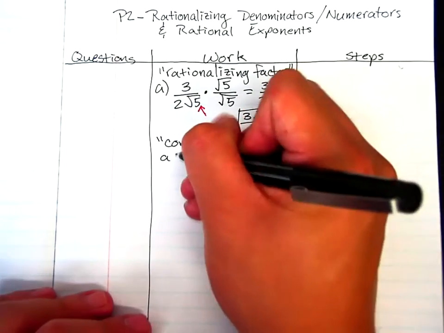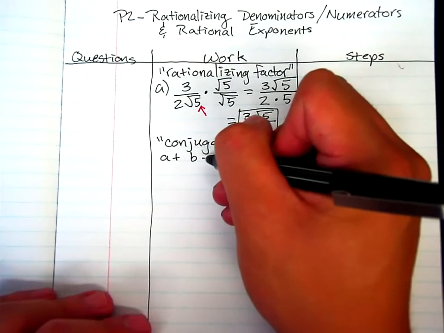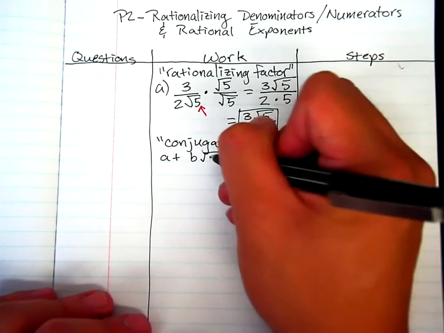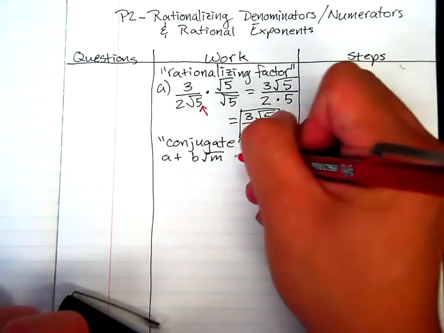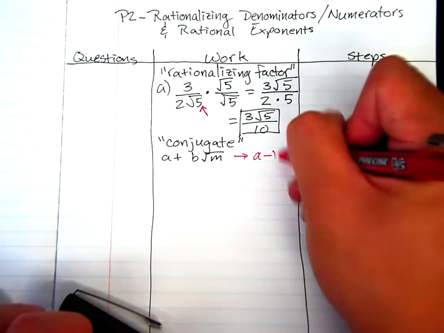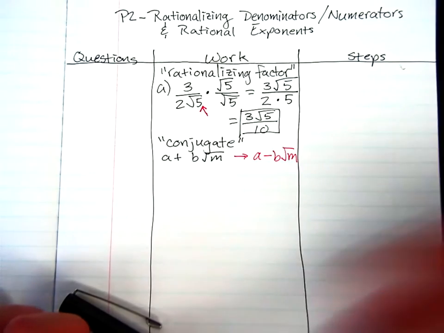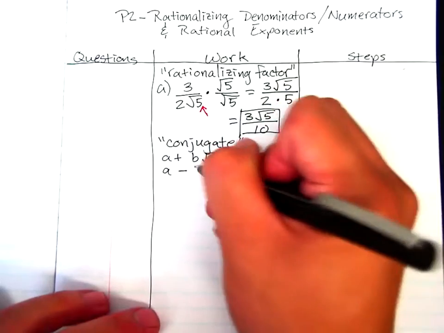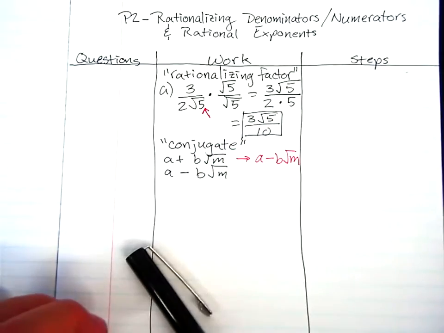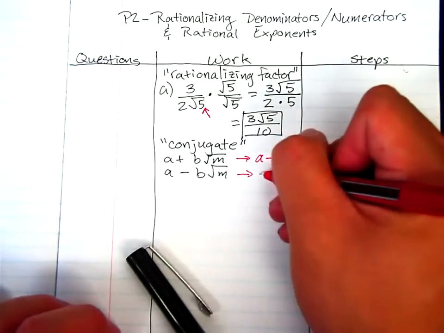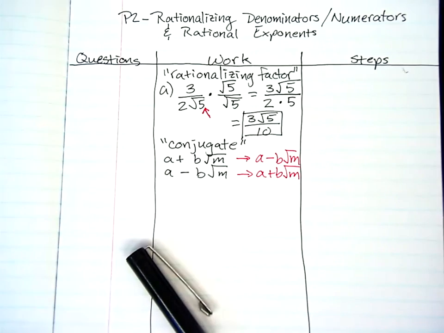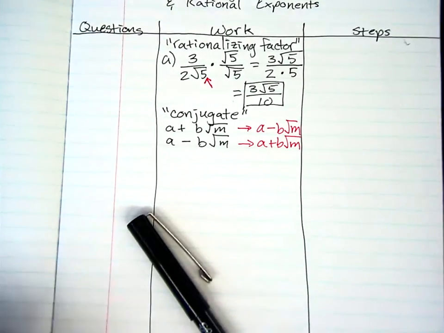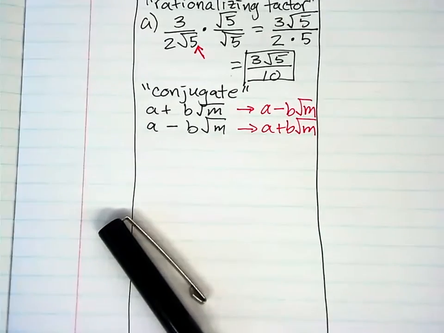So, for example, if your denominator has a plus b radical m, something plus something with a radical, the conjugate is going to be a minus b radical m. Alternatively, if you have a minus b radical m, the conjugate will be a plus b radical m. So we're going to use this in order to rationalize the denominator when we have 2 terms.